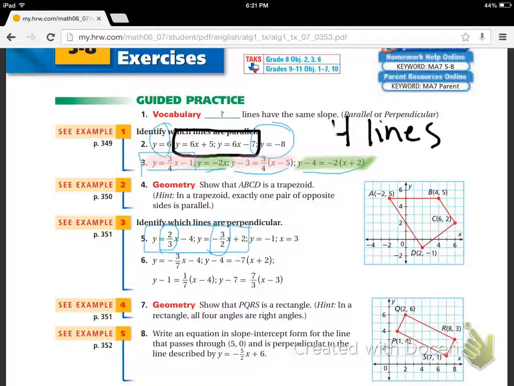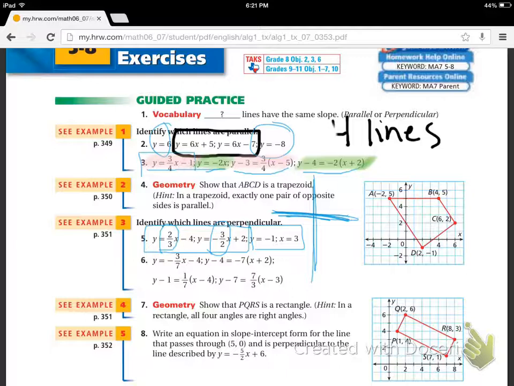Okay? And y equals negative 1, remember if it's just y equals, it's a horizontal line. If it's just x equals, it's a vertical line. So they're automatically perpendicular because one is vertical and one's horizontal. So these two are perpendicular. Let's look at the next problem.